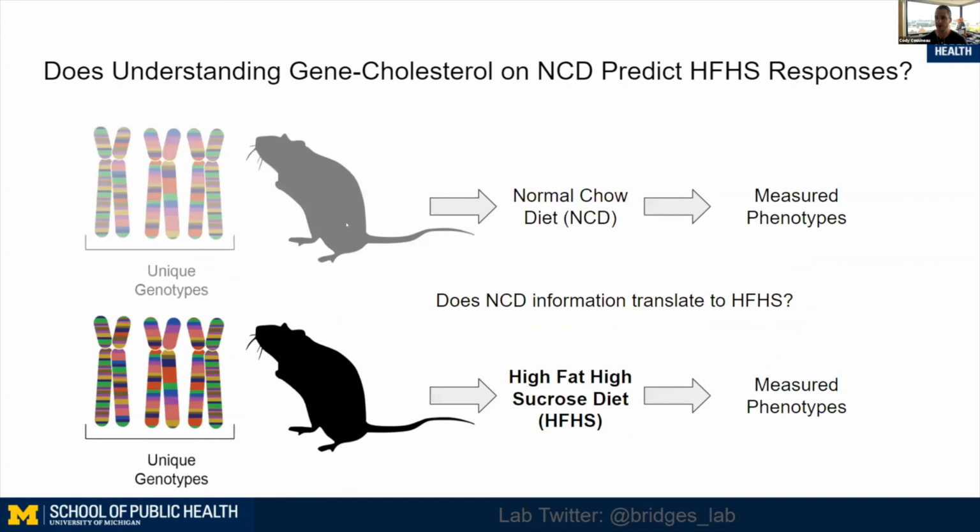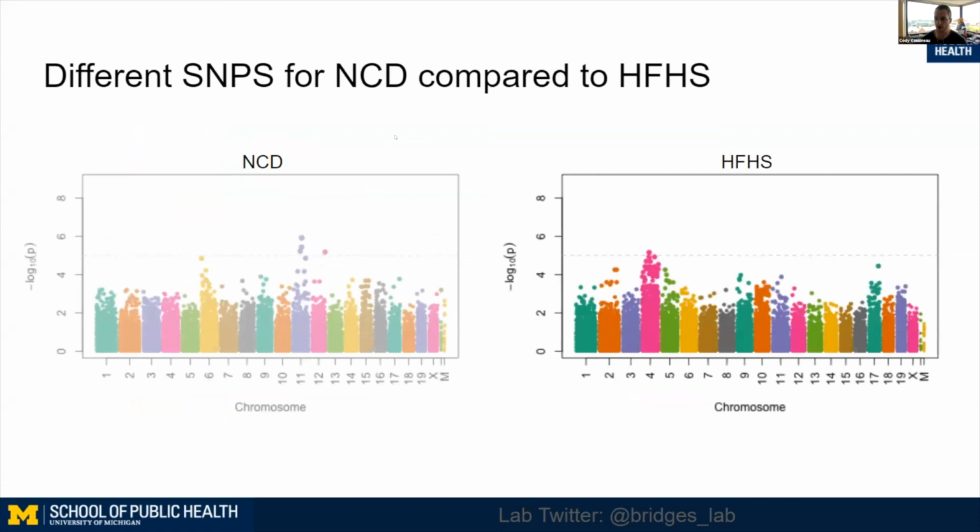So now I come back to our original question. Does understanding gene cholesterol on normal chow diet predict high-fat, high-sucrose diet response? To get at this, we repeated all of the previous analysis looking at DO mice who are now on a high-fat, high-sucrose diet to see if that information we learned from the normal chow diet mice translates over. Right away, when looking at the Manhattan plots, the normal chow one is now on the left, the high-fat is now on the right.